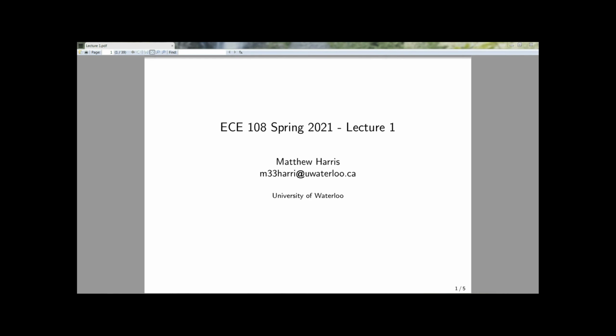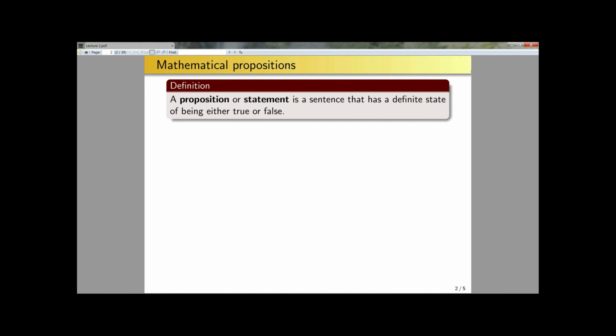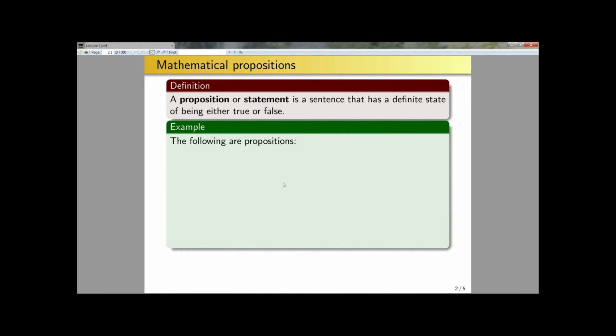Now that we've gotten the administrative stuff out of the way, let's look at some new material. So we're going to start with the definition of a proposition or a statement. A proposition or statement is a sentence that has a definite state of either being true or false. The best way to understand this definition is to look at a few examples. So let's do that. The following are propositions.